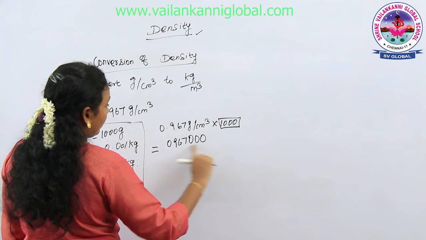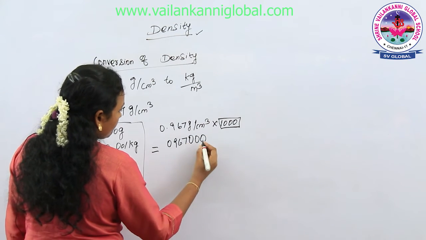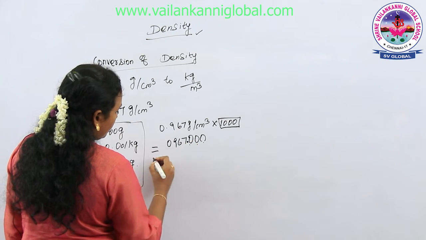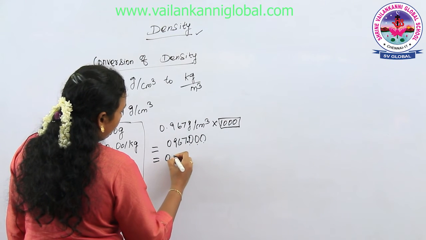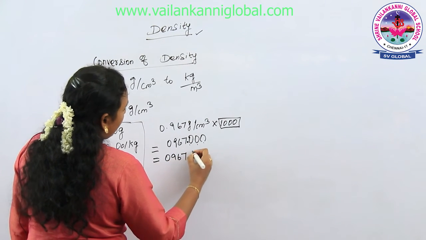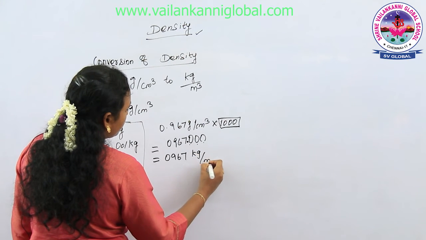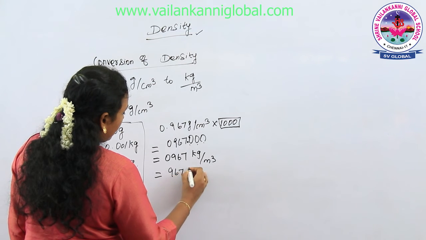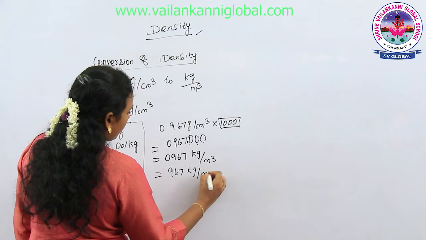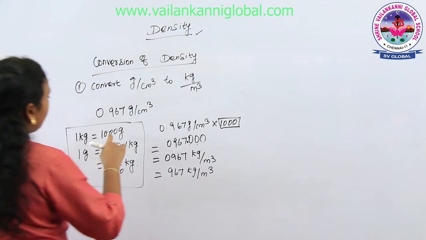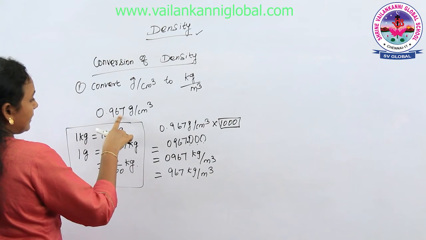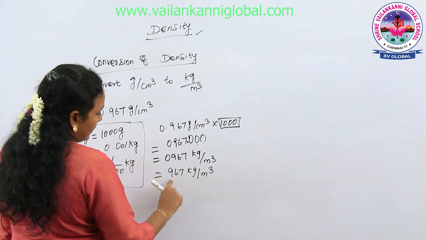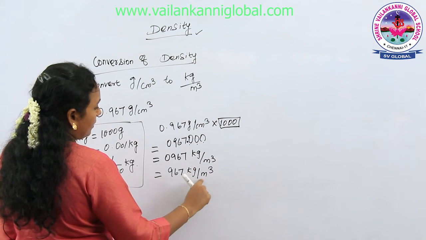So we have to keep the dot before 3 digits. 1, 2, 3. So the answer will be 0.967 kilogram per meter cube, or we can write it as 967 kilogram per meter cube. See, when we convert 0.967 gram per centimeter cube, we get 967 kilogram per meter cube.